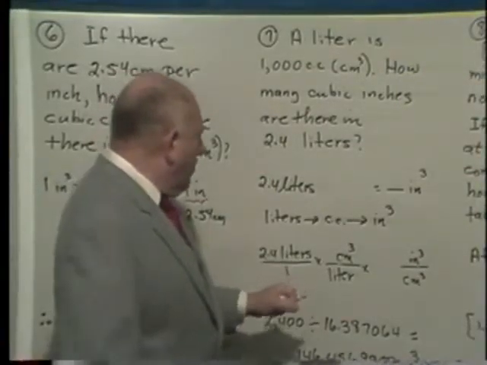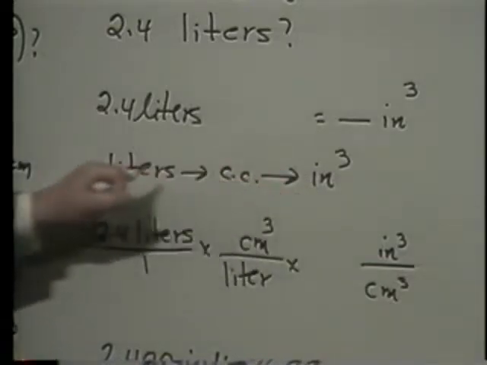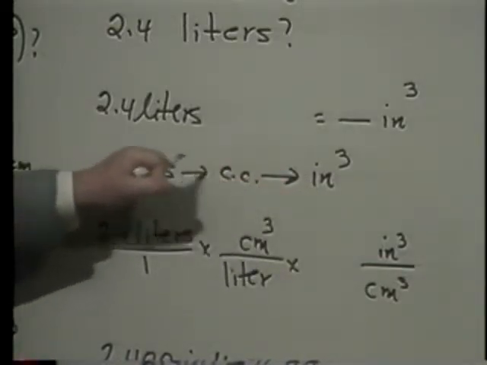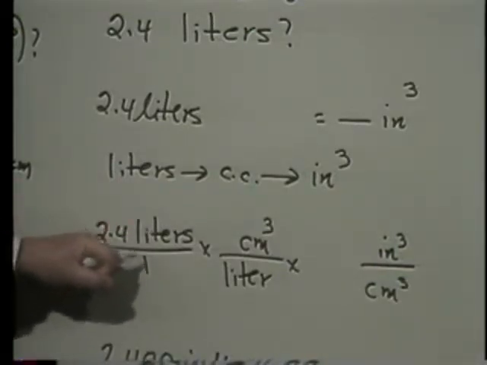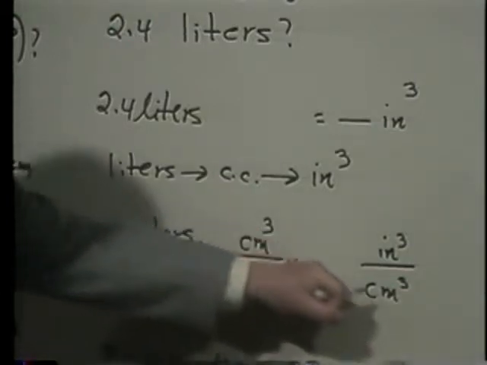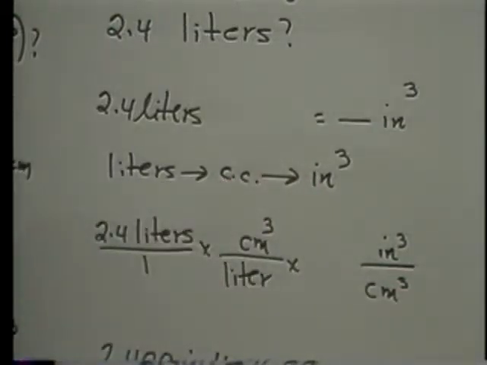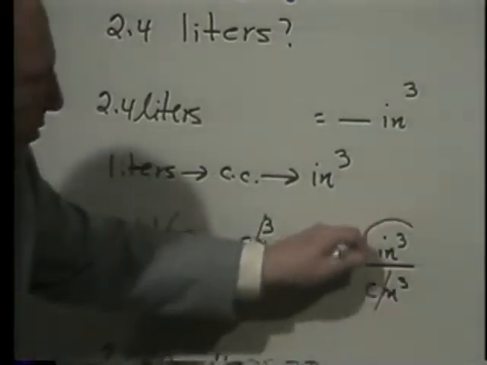In the previous problem, we just figured out how to go from cubic centimeters to cubic inches. So now I'm going to go from what? Liters to cubic centimeters to cubic inches. So I say, okay, I'm starting with 2.4 liters. I get rid of liters, bring in cubic centimeters, get rid of cubic centimeters, bring in cubic inches. Let me see if my dimensions are right. Yep, I've got cubic inches now.